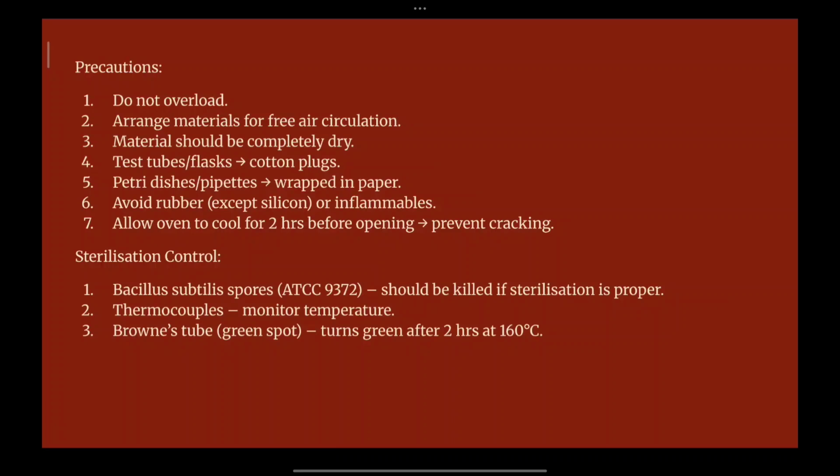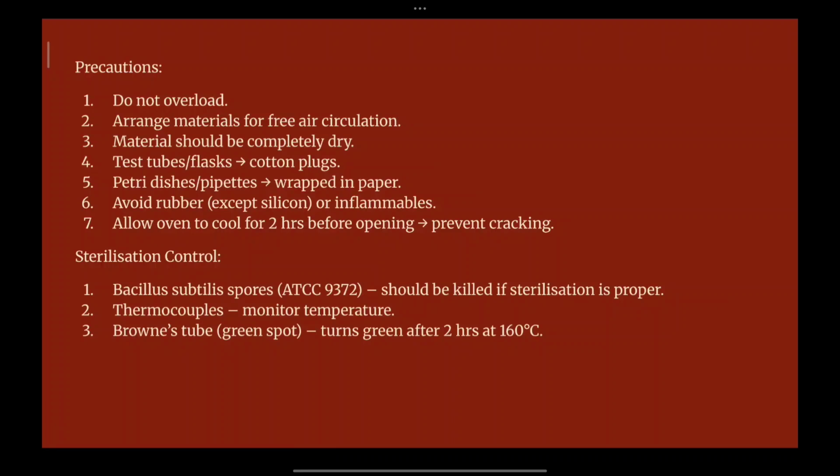The seventh precaution that you should follow is the oven should be cooled for 2 hours before opening. Once the sterilization is over, do not open the door of the hot air oven suddenly. It can lead to cracking of the glassware that is being kept for sterilization. So it is essential to have 2 hours of sterilization, 2 hours of cooling, and then you can open the hot air oven and retrieve the equipments.